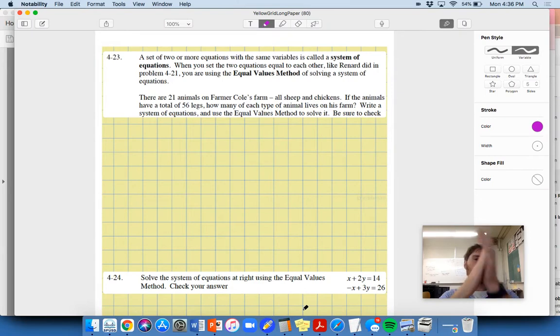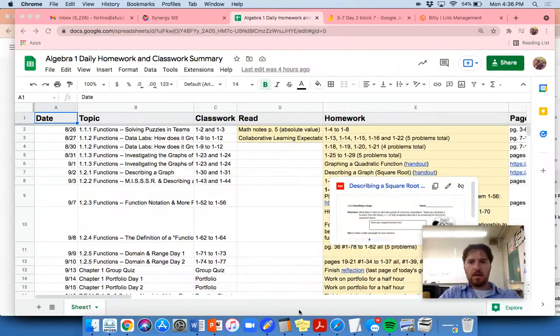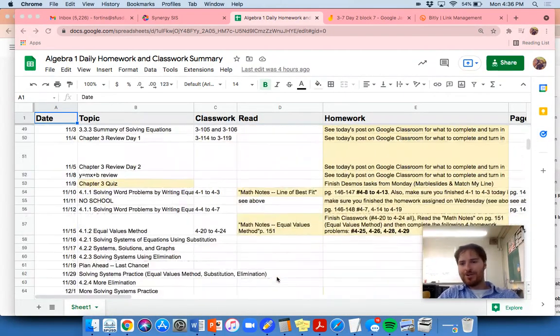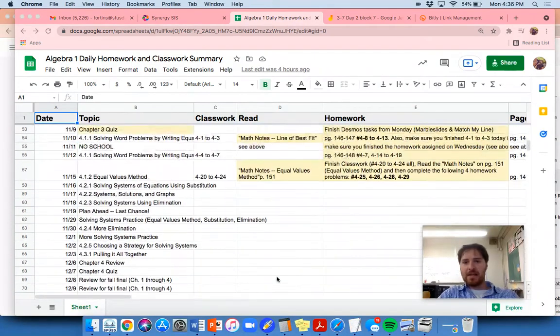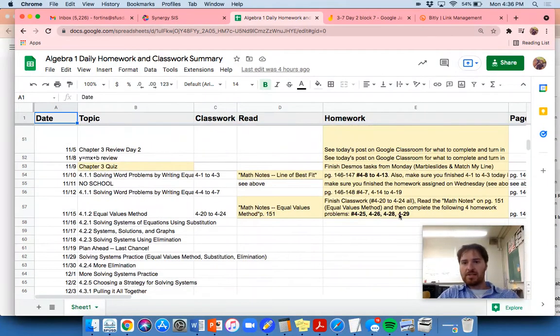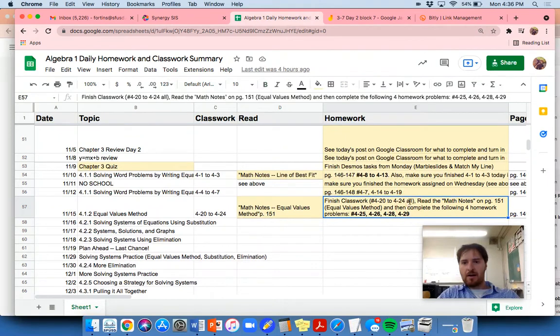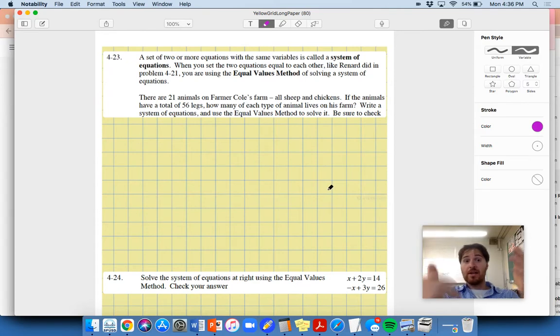So you've got to do these 2 problems here, 423 and 424. You can do those directly on your classwork handout today. And then, let's pull it up for a second here. You've got your homework, which is the 4 problems out of the textbook here, 425, 426, 427. I'm going to bold it here so you don't forget. You've got to finish your classwork for sure as well. And that's what we're going to do in this video.